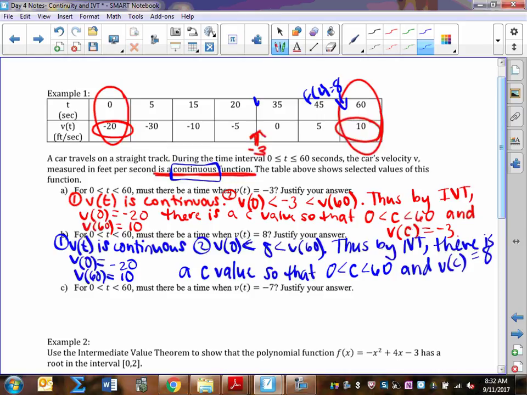As long as you've established that, you should be fine. Sometimes what I've seen on the AP exam, they'll say v of 0 equals negative 20, which is less than 8. But as long as you've established that those are the values associated with it, you should be good.